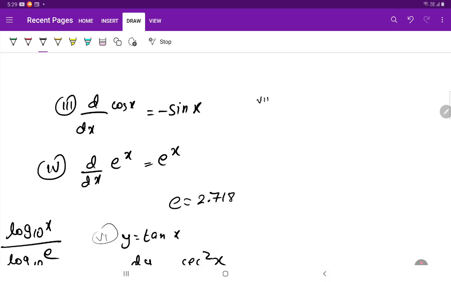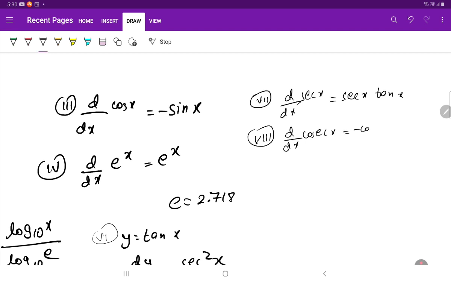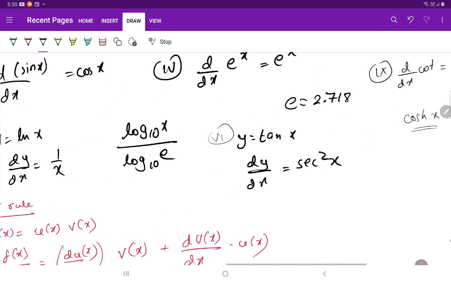Seventh, d by dx of sec x is written as sec x tan x. Eighth, you'll get d by dx of cosec x as negative of cosec x cot x. Ninth, d by dx of cot x is equal to minus cosec square x. Now you may also learn about derivatives of some hyperbolic functions. You can search for them on Google and learn about them.